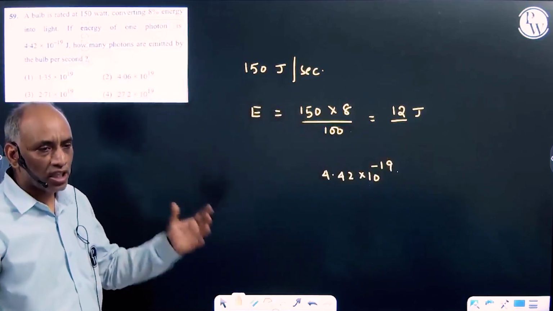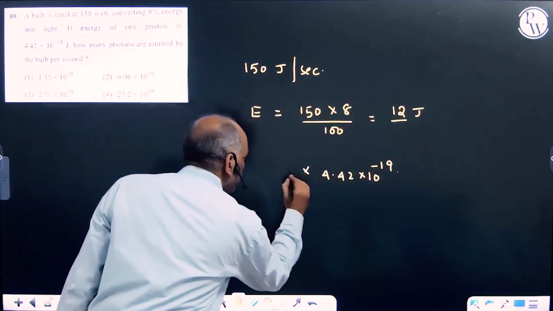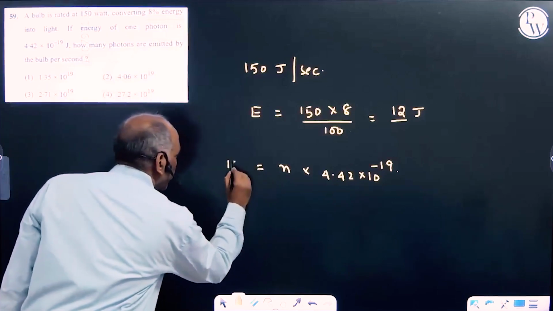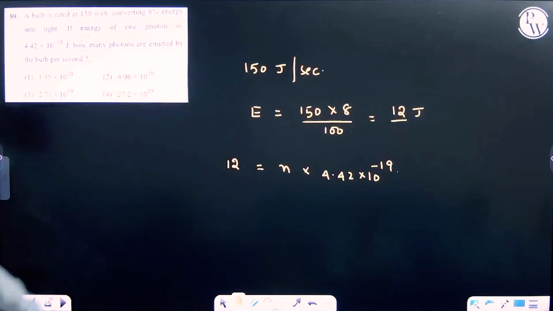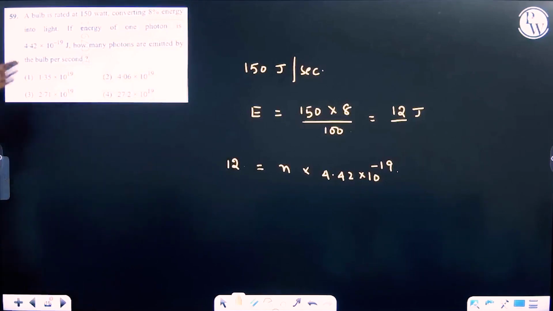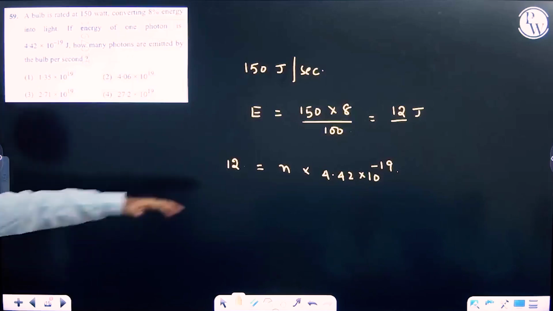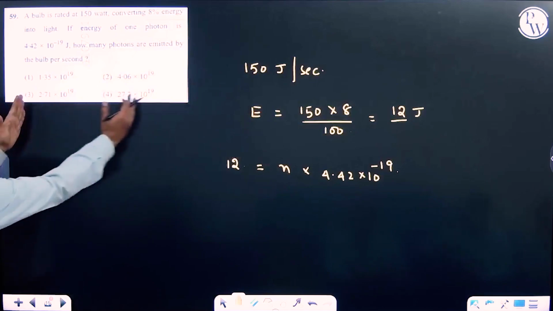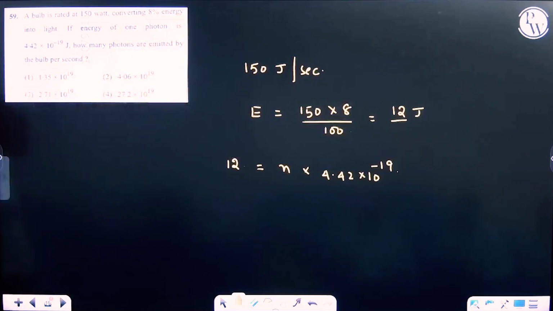Assume that n such photons are emitted out. So n into this is the number of photons emitted per second, and that will give you the amount of energy it is radiating. If you go by the calculation, 12 by 4.4 approximately becomes 2 point something, and this 10 power 19 will go up. So there is no need to worry about these two. This one is straightforward. The only thing is whether you have that bent of mind to solve the question, a positive frame of mind towards the question.